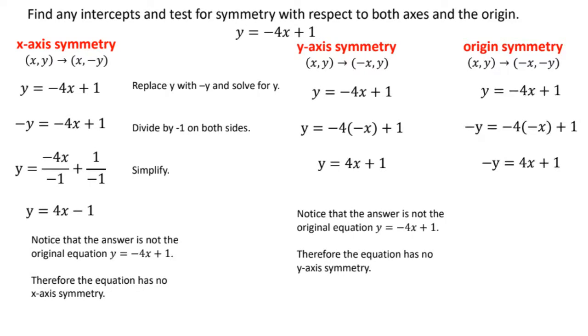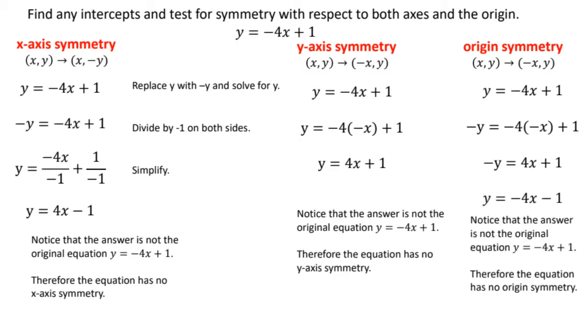Let's divide by a negative 1 on both sides. And when we do that, we have y is equal to negative 4x minus 1. And as you see on this particular one as well, we have the same negative 4x, but our plus 1 became a minus 1. Since these two are not the same, they're not equal, therefore this equation has no origin symmetry.